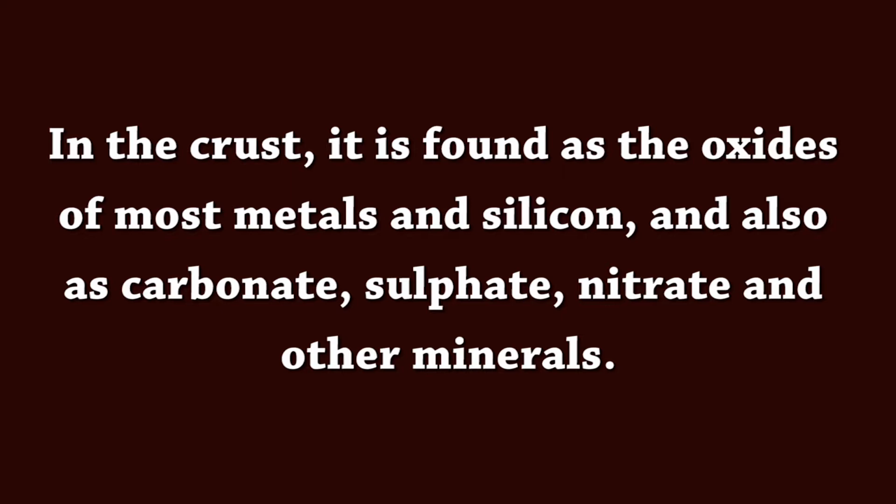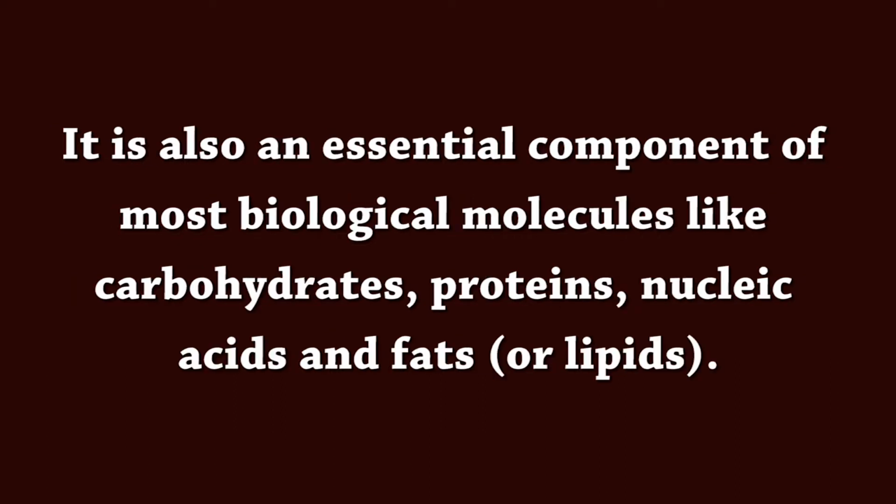In the crust, it is found as the oxides of most metals and silicon, and also the carbonates, sulfates, nitrates and other minerals. It is also an essential component of most biological molecules like carbohydrates, proteins, nucleic acids and fats. But when we talk of the oxygen cycle, we are mainly referring to the cycle that maintains the levels of oxygen in the atmosphere. We are going to see a video showing the oxygen cycle.